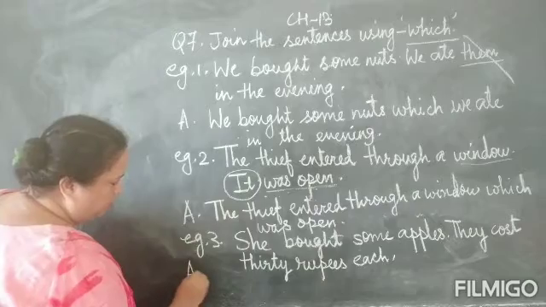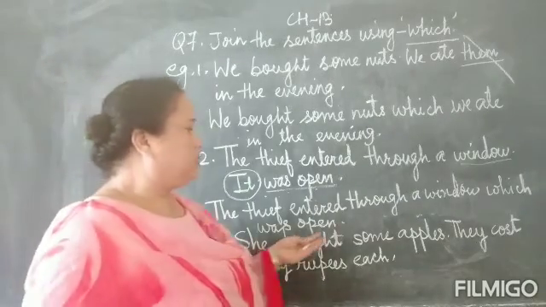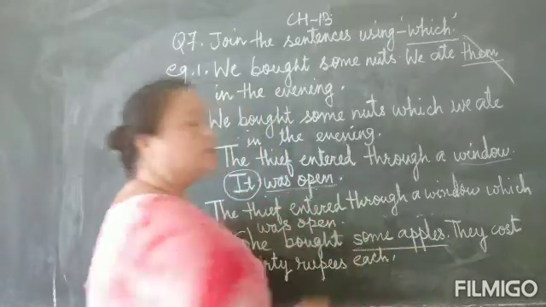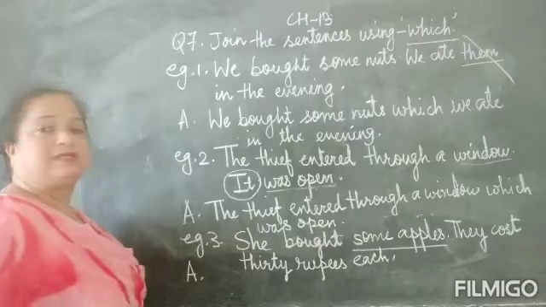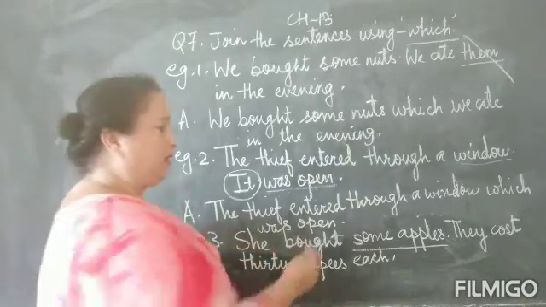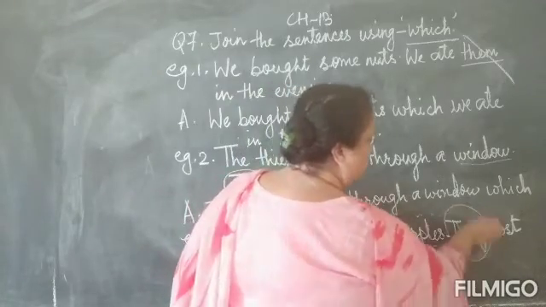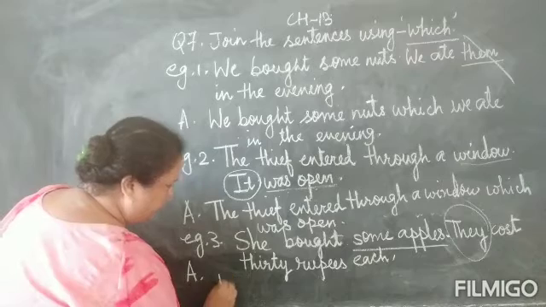Now after having a look at the third example, let's see what we have to do. She bought some apples. So what are we talking about? We are talking about some apples. They cost 30 rupees each. So what are we talking about? We are talking about a thing, that is some apples, and in the second sentence, the word that is used instead of the thing is they. So what do we do? We write the answer.